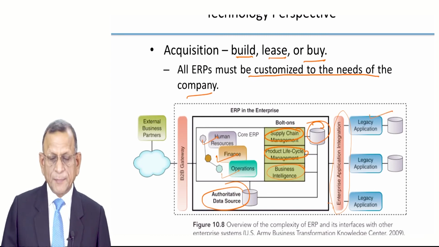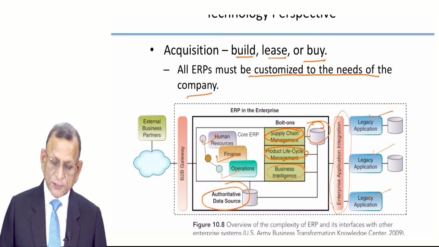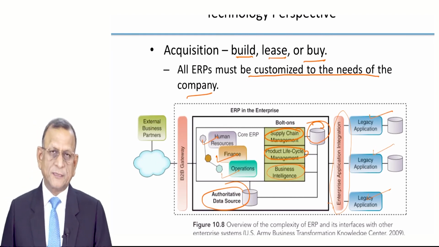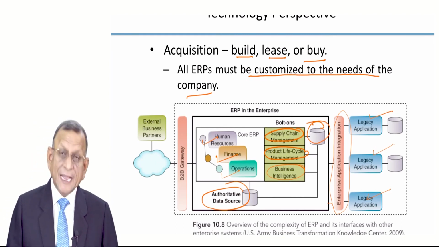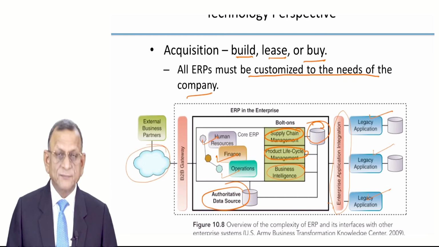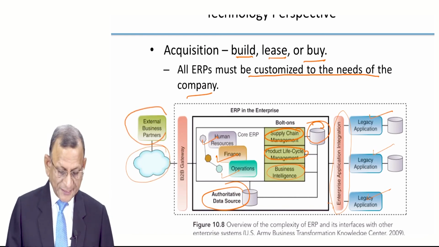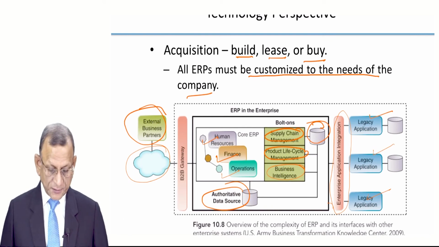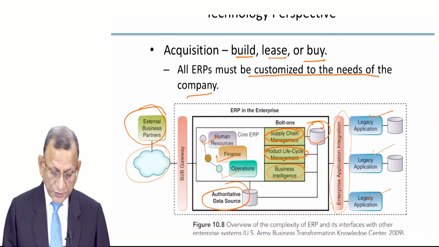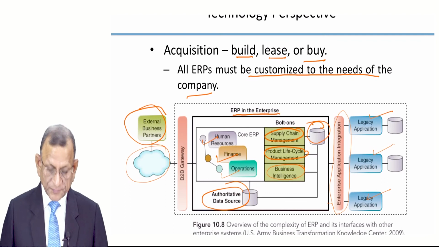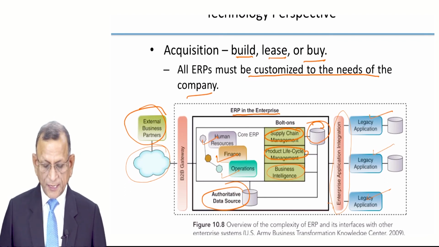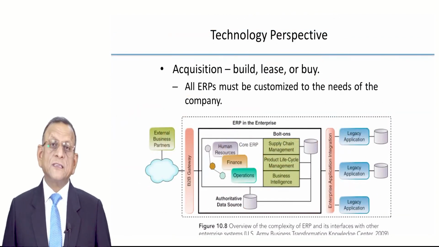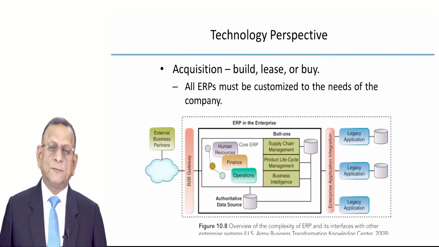So legacy applications, a lot of legacy applications you may be having, and this all is connected with the previous legacy application systems. With the help of the internet, the cloud, we are in a position to connect it with external business partners also. So this is ERP in an enterprise. This is the overview of the complexities of ERP in any enterprise. This all has evolved over a period of time.